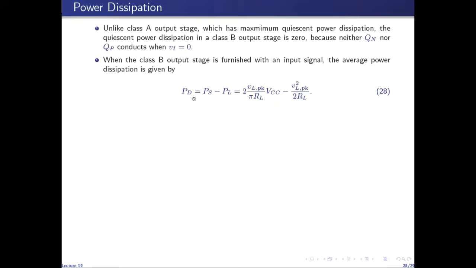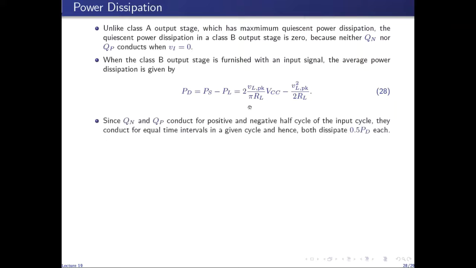So PS minus PL represents the average power dissipated in the class B output stage over the complete cycle of the input signal. PS is given by the expression we have already derived. PL is given by this factor. So subtracting this from this will give us PD.